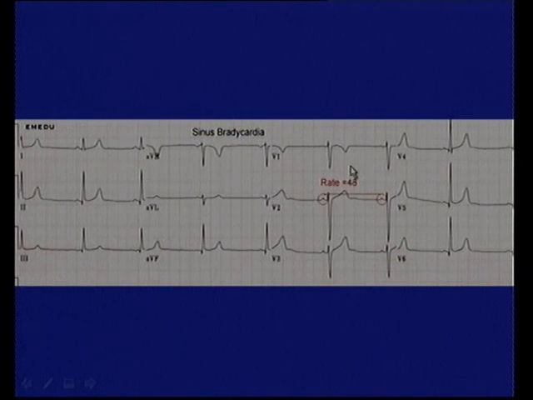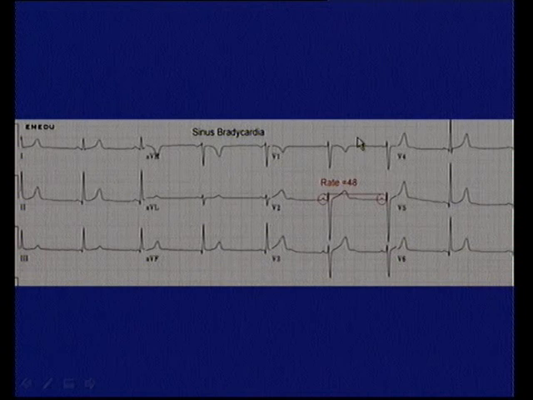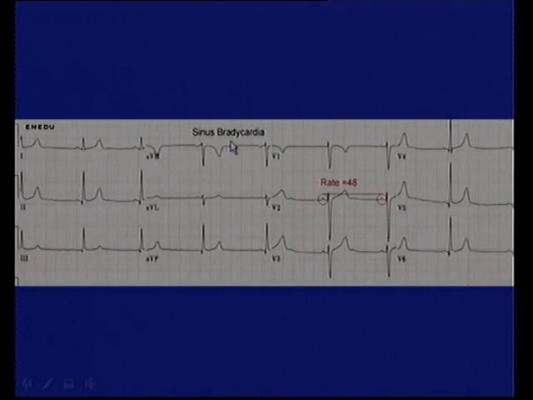Question: what are important causes of sinus bradycardia? It could be physiological, like in athletes. It can occur in obstructive jaundice, and in patients who have hypothyroidism. What else? Drugs like beta blockers can slow down the heart rate. Sinus node dysfunction can sometimes present with bradycardia, but then there should also be sinus pauses or sinus arrests, which this does not have. So this is a simple case of sinus bradycardia.